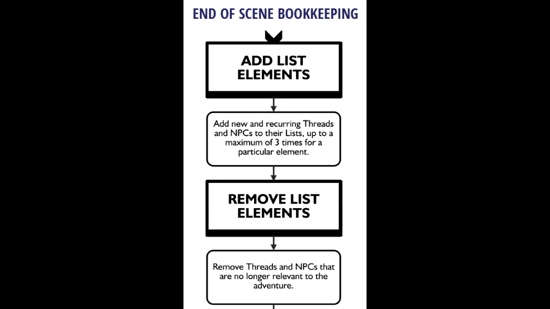Once a specific thread or non-player character has filled 3 slots on its list, don't add any more entries of that element, even if it's important in a later scene. You can consider a thread or character important to the scene if it was invoked by a random event, or something meaningful happens in a scene that involves the thread or character.